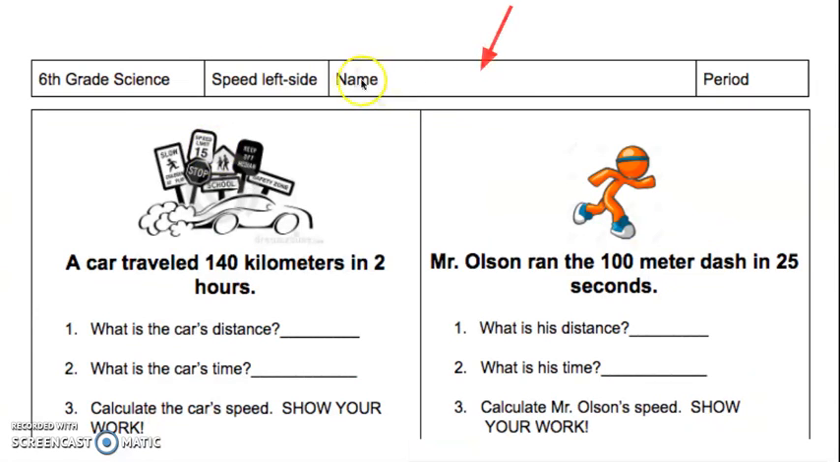First, you need to put your name at the top. Remember, we need your first name and your last name. And then put the period, you have science. Do that now.